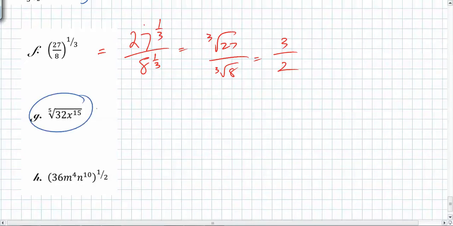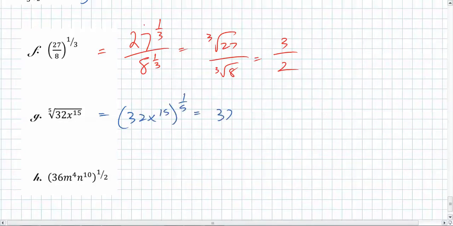What does the 5th root mean? What power? To the 1/5 power, yep. So what do you do with that 1/5 power? You do 32 to the 1/5, x to the 15 over 5. What is 15 over 5? And what does to the 1/5 power mean? 5th root of 32, x times x to the 3rd, because that's what 15 over 5 is. What times itself 5 times is 32? So this is 2 times x cubed.